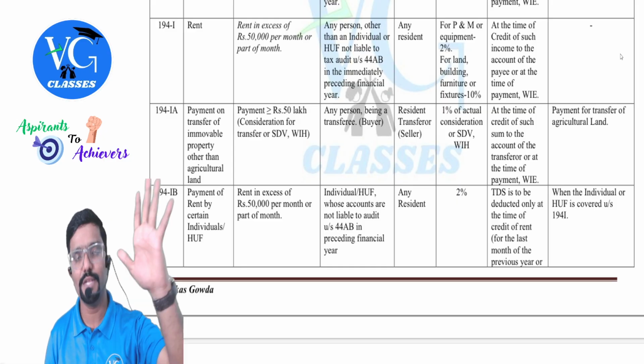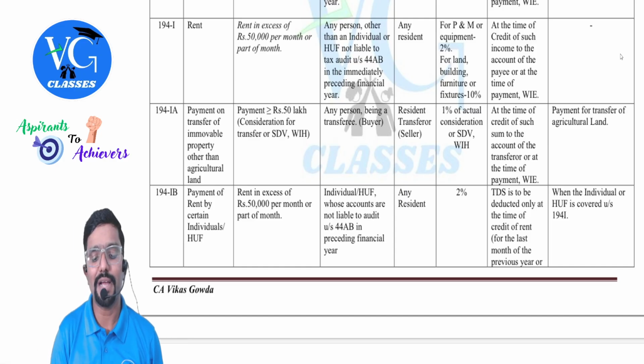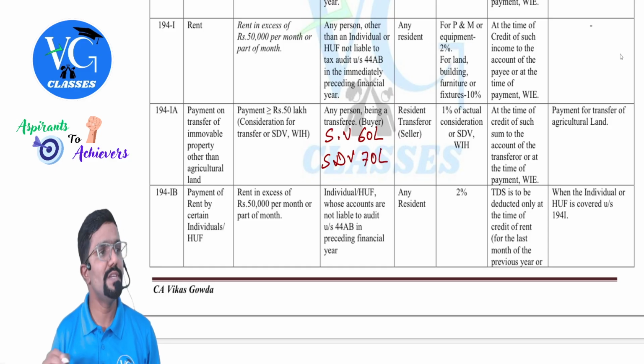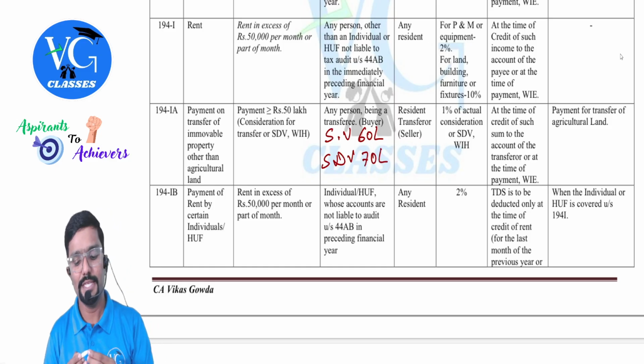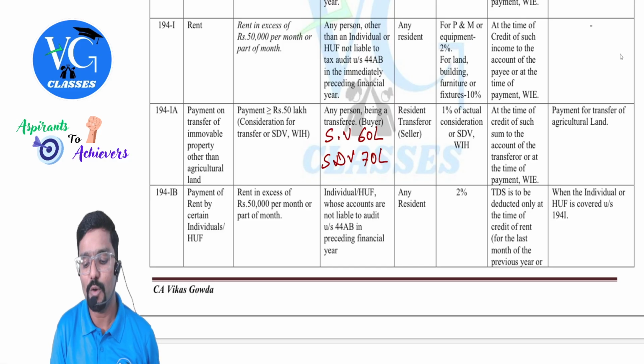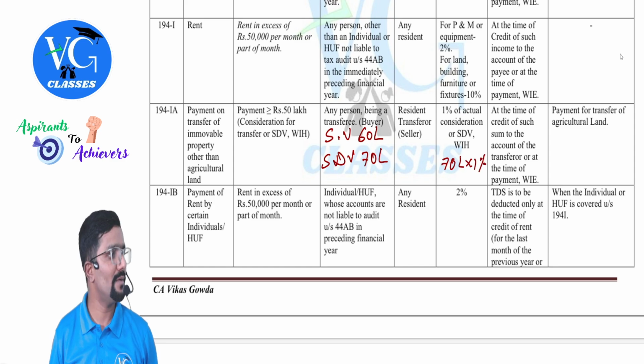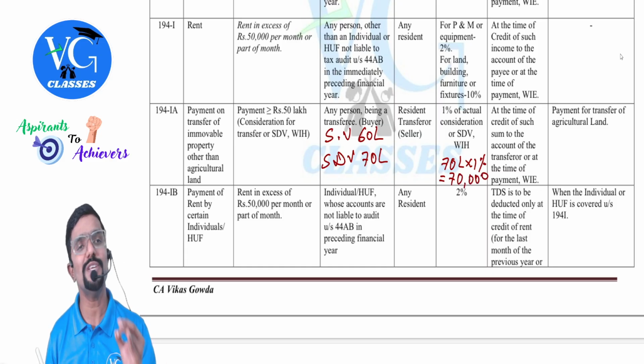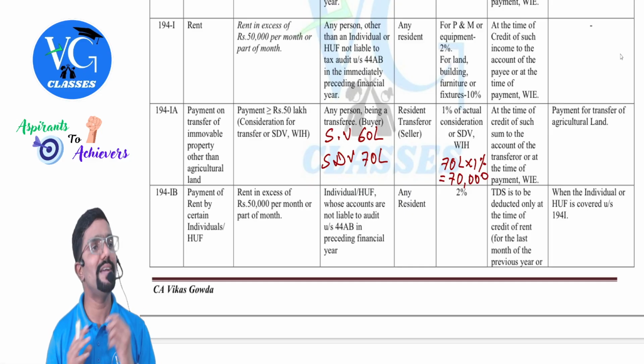Got it. One important thing you guys have to take care of here is, assume the sale value is 60 lakh, but the stamp duty value is 70 lakh. Whichever is higher, 70 lakh. Is it more than 50 lakh? Yes. Should TDS be deducted? Yes. On what amount? On 70 lakh, 1%. On 70 lakh, 1% comes to how much? 70,000. Now, the buyer has to pay how much to the seller? 60 lakh or 70 lakh?